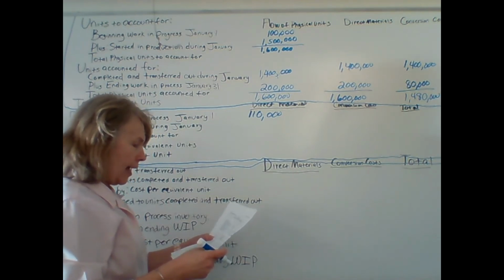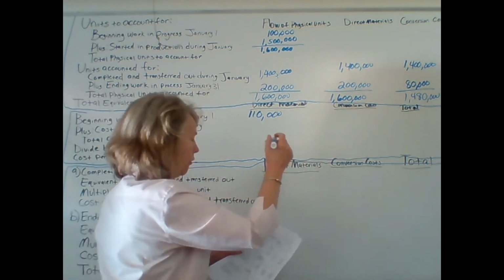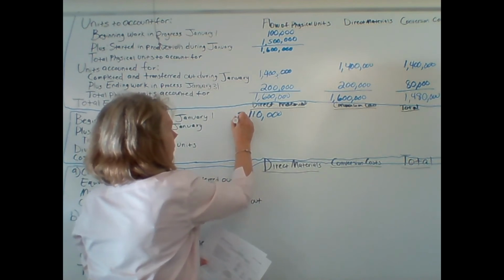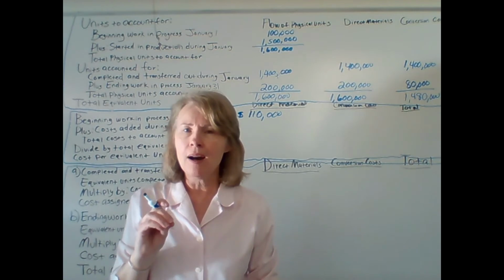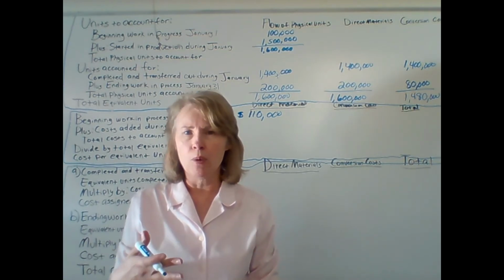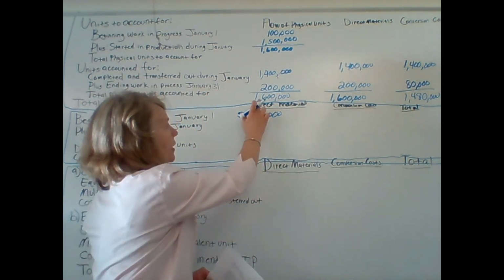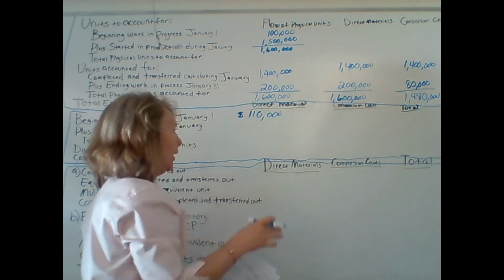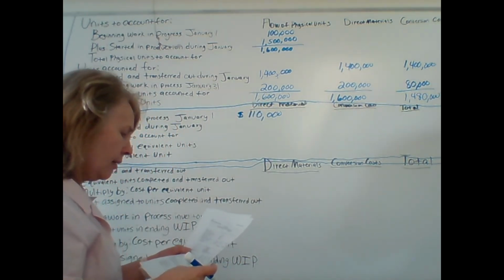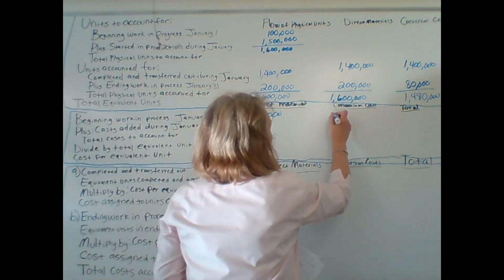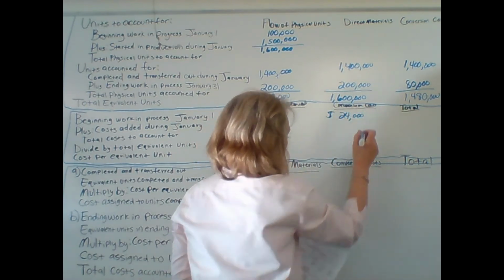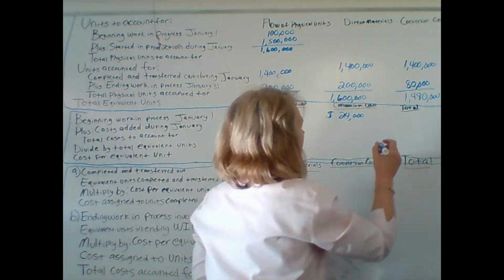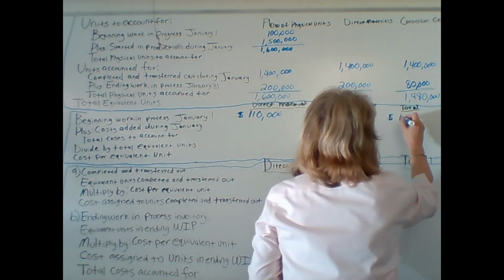And remember, this is a dollar figure. I'm going to be careful with my dollar figures on this one because it's a production report. So like I said, this is not a dollar figure. Okay? All right, so 110,000, this is 24,000, and this is 134,000.